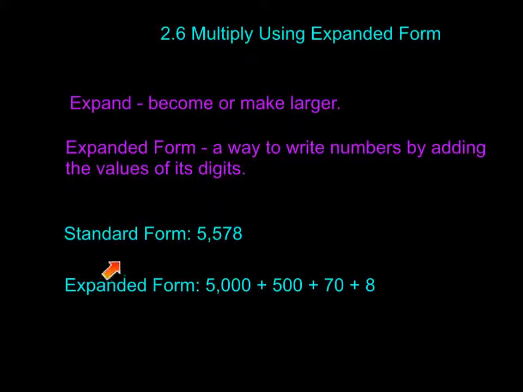So as you see here, we have our standard form, in which we normally see numbers written. So we have 5,578 written in standard form. Here we can see it written in expanded form, or basically just showing the values of each digit. So we have 5,000 plus 500 plus 70 plus 8.